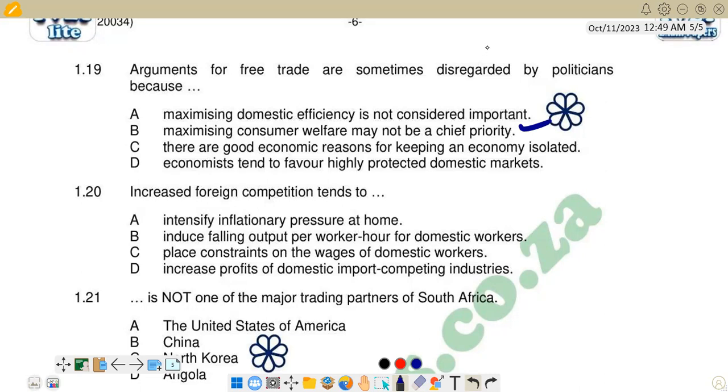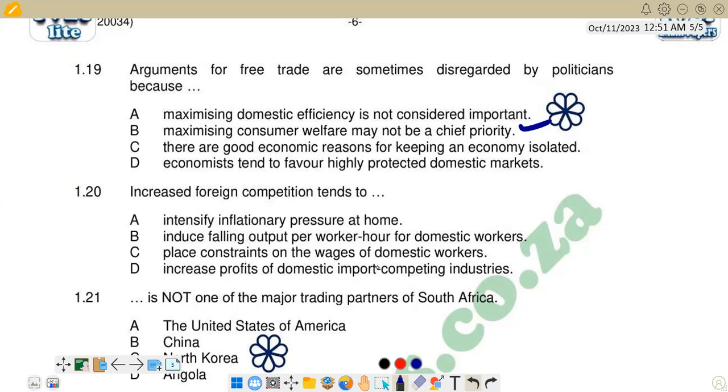Let's look at the options that we have there. A is saying intensify inflationary pressure at home. B is saying induce falling output per worker hour for domestic workers. C, place constraints on the wages of domestic workers. D, increase profits of domestic import competing industries. So you would see that C becomes the most appropriate there.